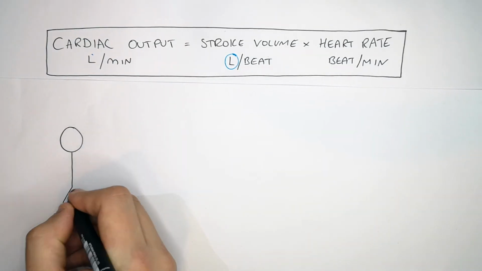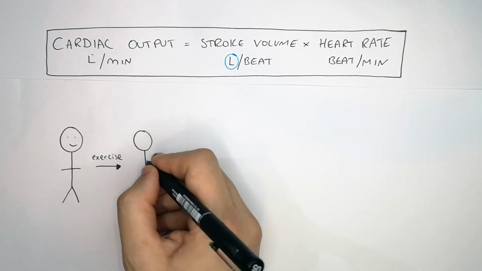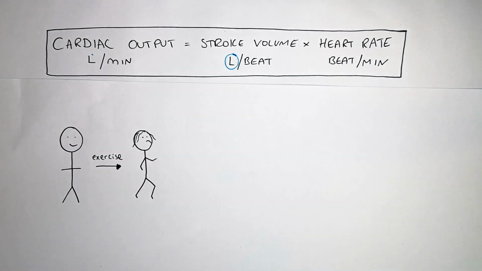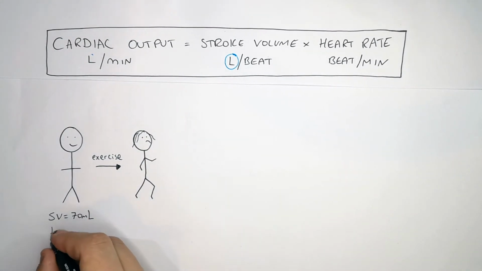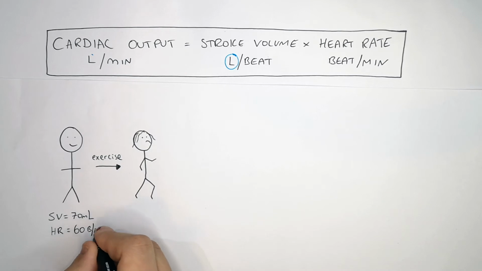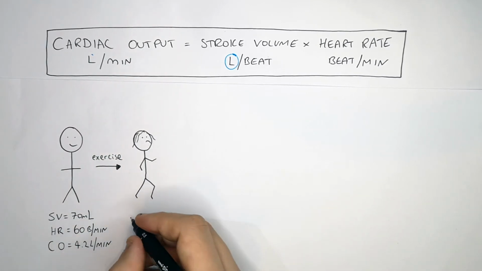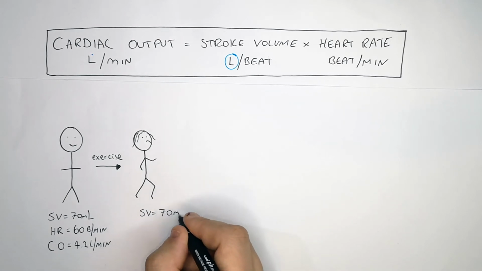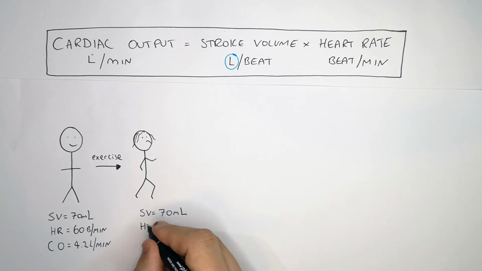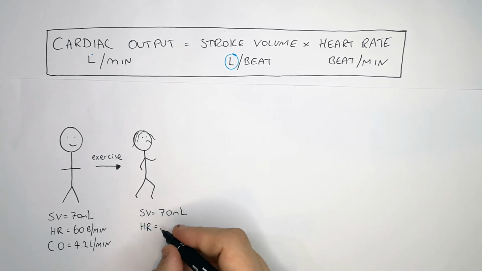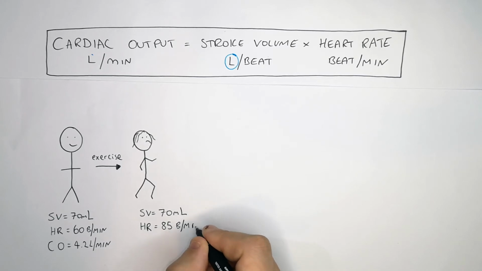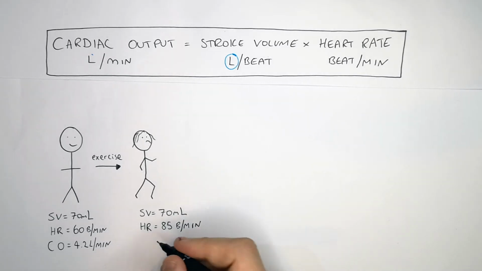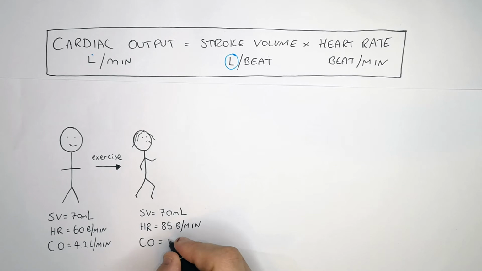So this person here was at rest, but now they exercise and they're going to build up a sweat. This is their data from rest, so their stroke volume, heart rate, and cardiac output at rest that we worked out previously. Their stroke volume doesn't change, it's still 70 milliliters per beat. But now because they exercise, their heart rate will increase, and in this case, their heart rate is increased to 85 beats per minute. So now let's calculate their cardiac output.